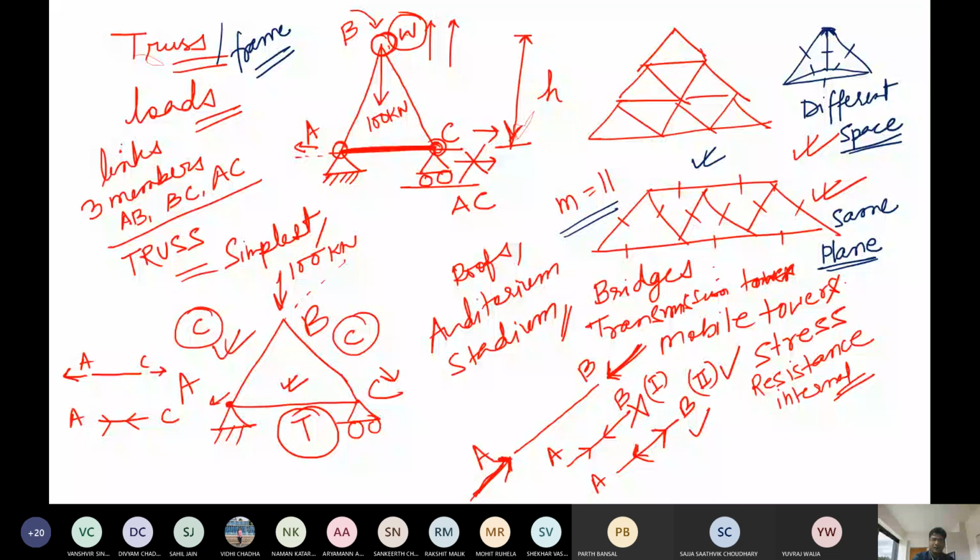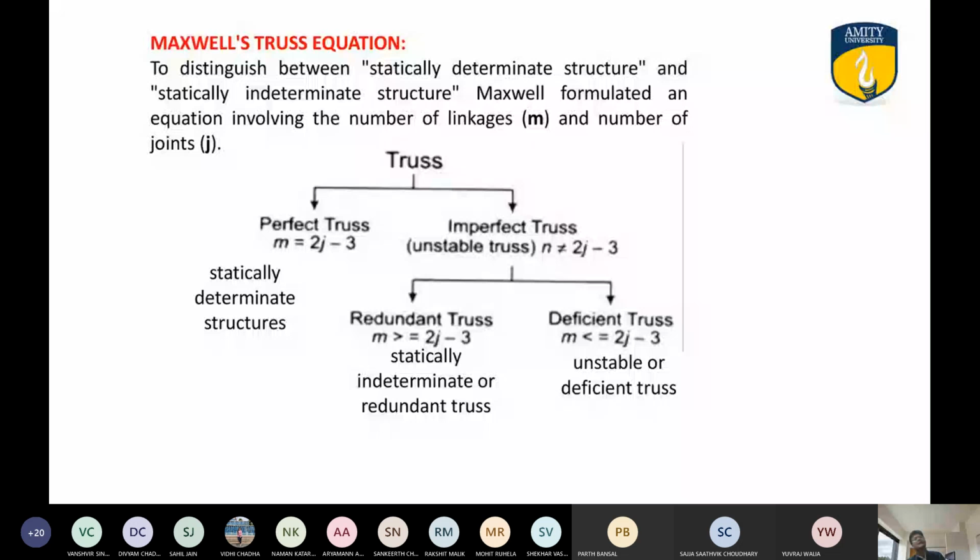In a plane frame, all the members of the truss lie in the same plane, whereas in the case of a space frame, all the members lie in different planes. There is no single plane in which all the members can lie together.